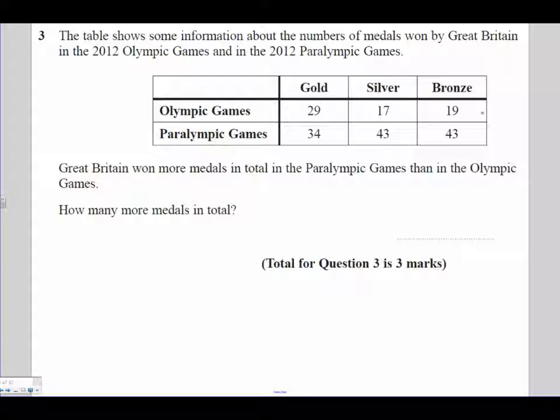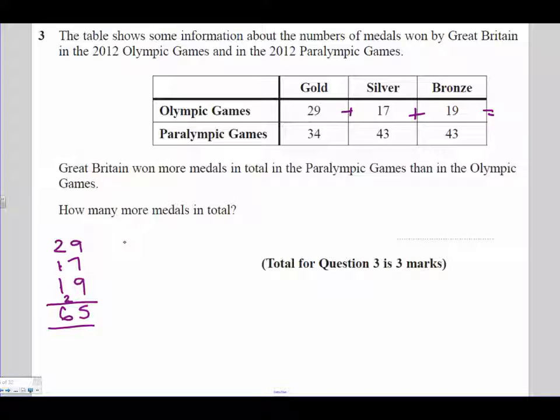So let's add up all of our medals. Using the column method, 29 plus 17 plus 19. 9 and 9 is 18 and 5 is 25. So put down the 5, carry the 2. 2, 4, 5, 6. So 65 was the total of Olympic game medals.